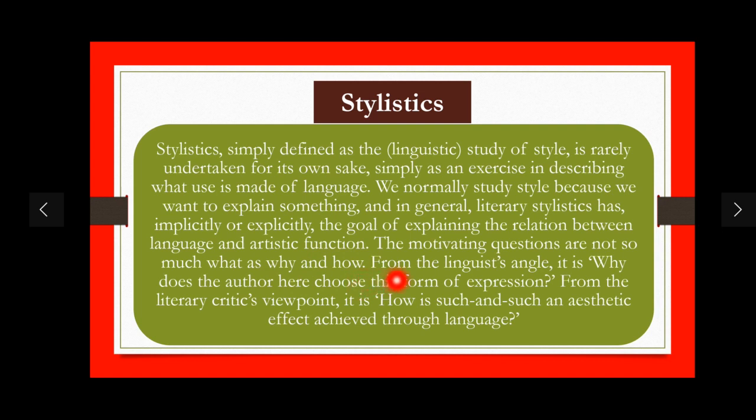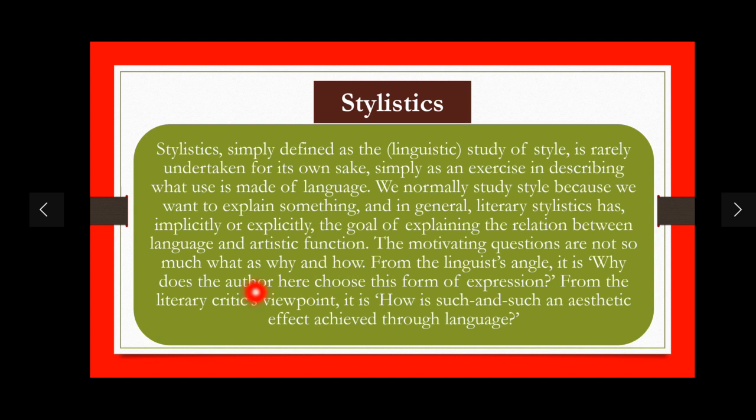Now, from the linguistic angle, it is why does the author choose this form of expression. From the linguistic angle, we see why certain expressions are used by this author. Now, from the literary critic's viewpoint, it is how. So, from the linguistic point of view, it is why certain structures are used. And from the literary critic's viewpoint, it is how certain structures are used, so that such and such an aesthetic effect is achieved through language.